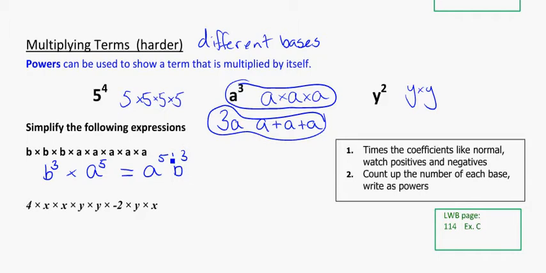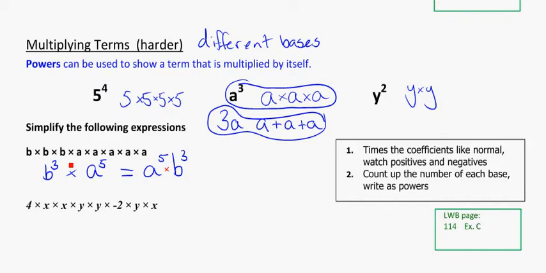What happened to my times? How come I didn't leave the times in there? This is another example of that tricky little invisible times sign. It really is saying a to the power of 5 times b to the power of 3, but we can write that as a to the power of 5, b to the power of 3 without the times sign.